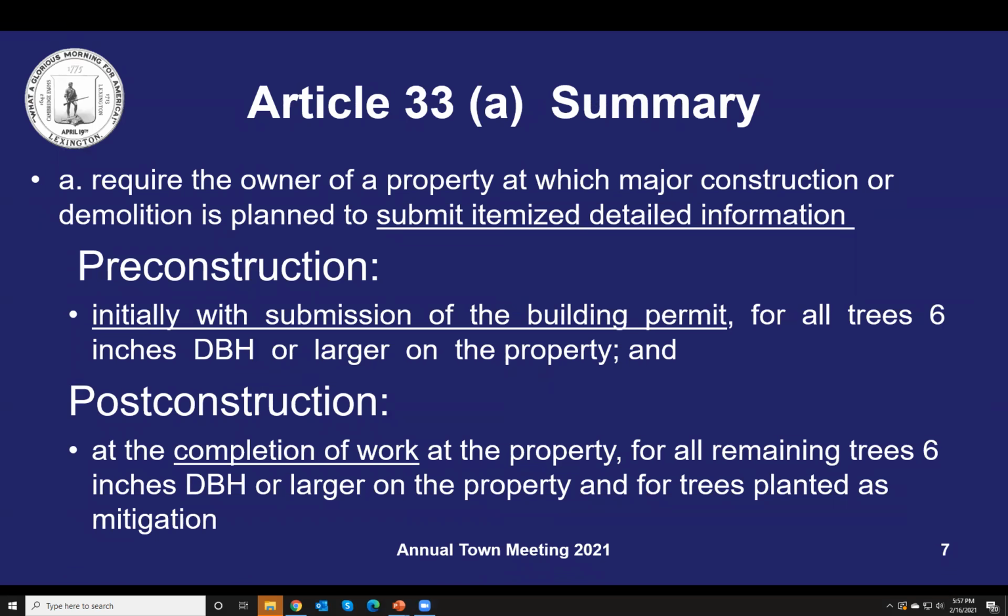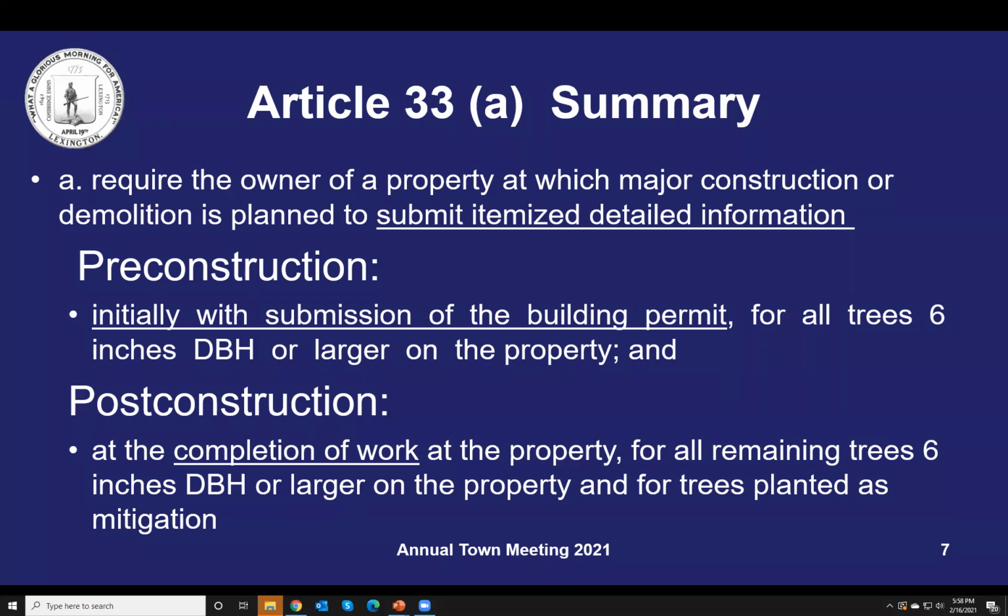Article 33A, summary. Basically, there are two elements to this article. A is to require the owner of a property at which major construction or demolition is planned to submit itemized detail information, which we just discussed. And that happens in a pre-construction format. Initially, with the submission of the building permit, for all trees over 6 inches DBH or larger on the property, and at post-construction, at the completion of the work at the property, for all remaining trees 6-inch DBH or larger on the property, and for trees planted as mitigation.